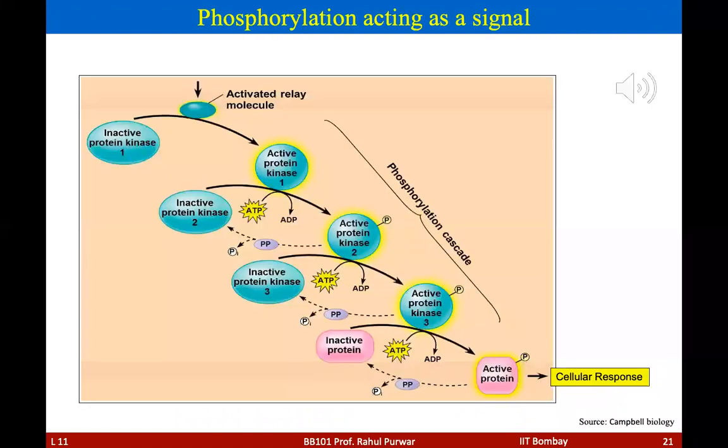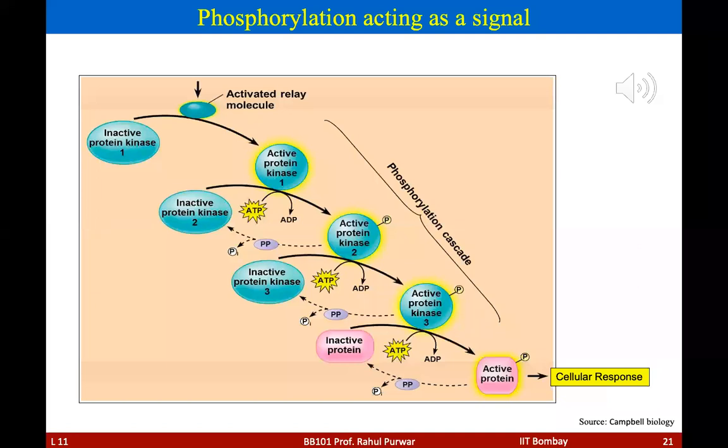So here in this particular image, you can appreciate the phosphorylation cascade. What you are seeing here is, for example, there's an inactive protein kinase 1. It's in the inactive form, the cell is not doing much. But once there is an activated relay molecule, now what you see is the phosphorylation happens, and this here is the active protein kinase 1. And if there are more than one kinase phosphorylating, then here you see that a cascade is happening.